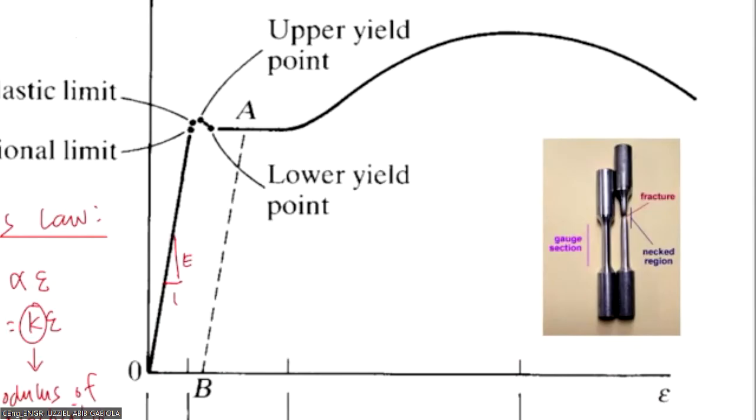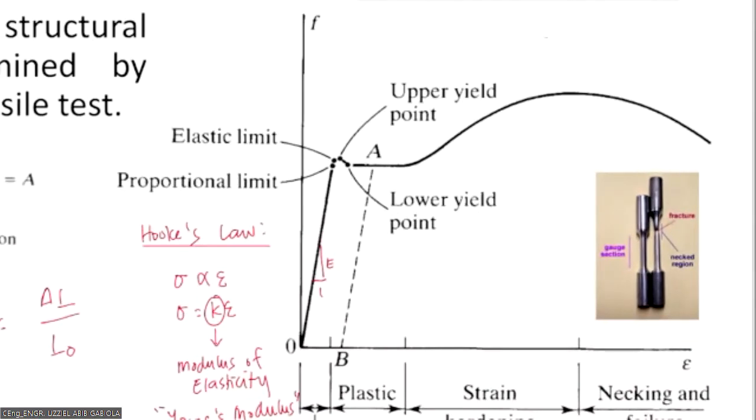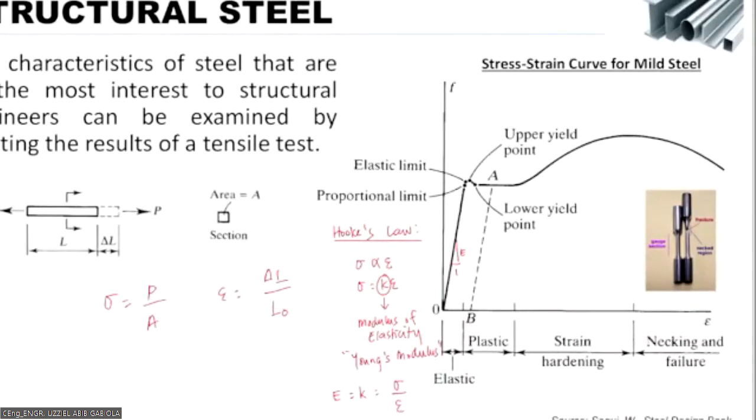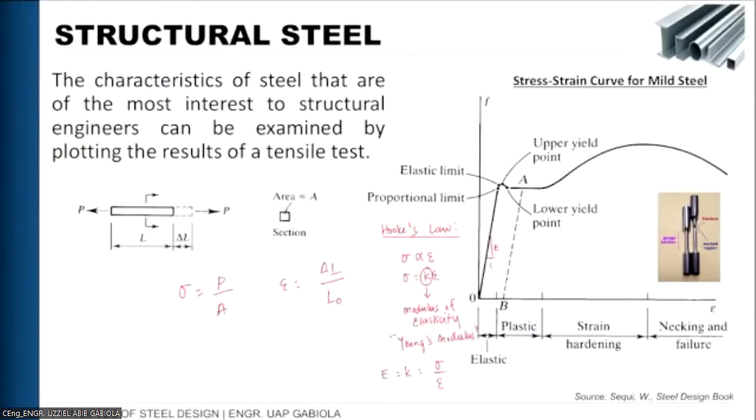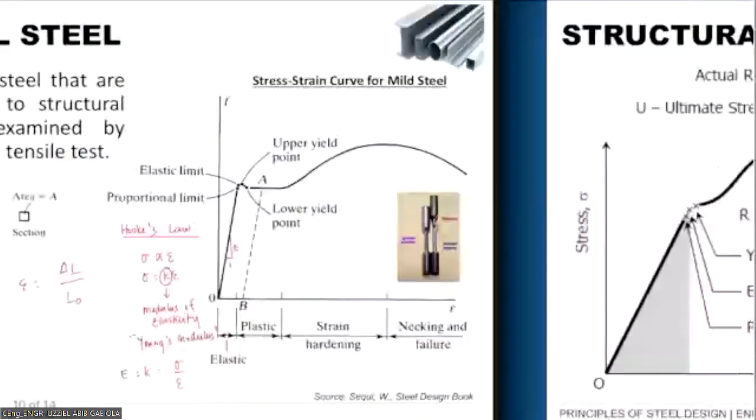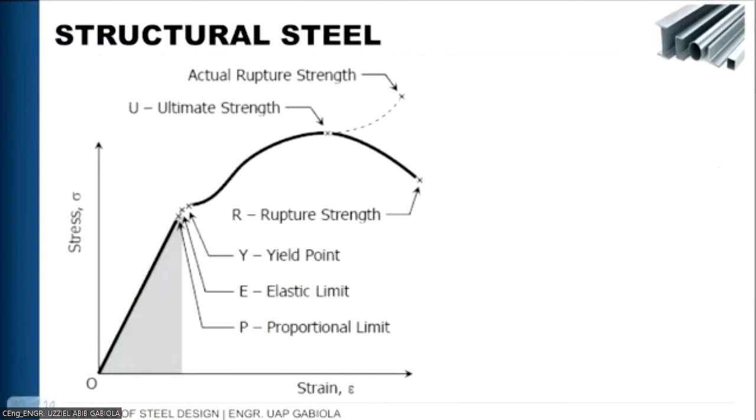Then when that happens, when that failure happens, this is the point, the fracture. Okay, what we call fracture point, or necking and failure of our material. Okay, so this is the main curve for our material that we will cover on this course. Okay, so there is also another figure for that na medyo para mas maintindihan natin, ano?